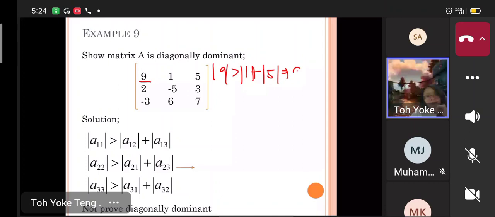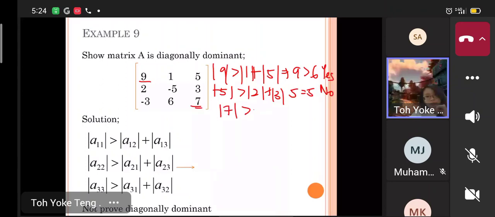And then this one, 5, negative 1. So 5 that is greater than 2 plus 3? 5 that is equals to 5, so there is no. And then for the last one, 7 that is greater than negative 3 plus 6? No, since 7 that is less than 9. Okay, so once you are unable to prove that it is diagonally dominant, you just try to rearrange it.